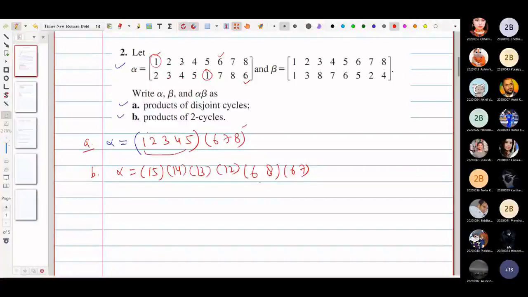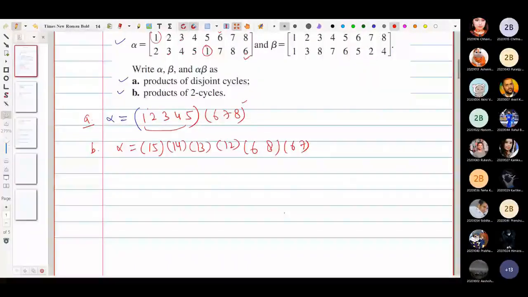Fine. So of course from here you can compute so many things. You can compute the order of alpha, you can also compute the nature of alpha, whether it is even or odd. Similarly, you can also write beta. If you are taking beta, you can write it as a product of disjoint cycles.